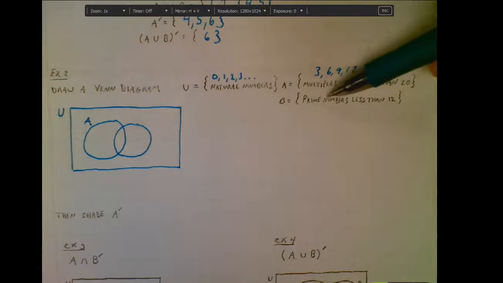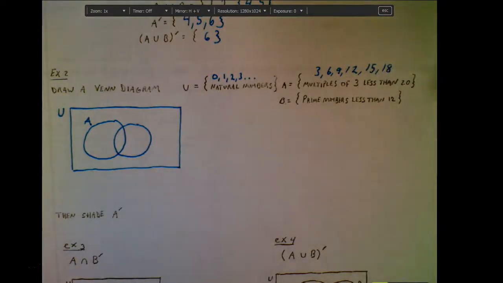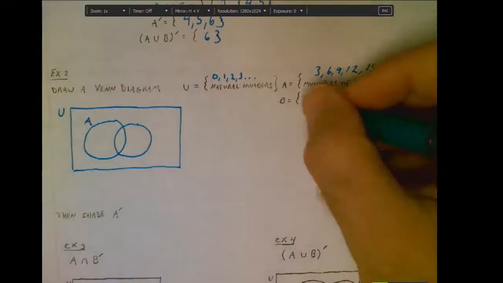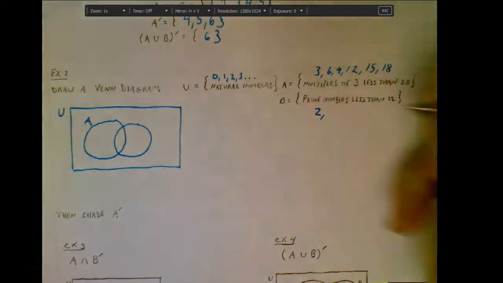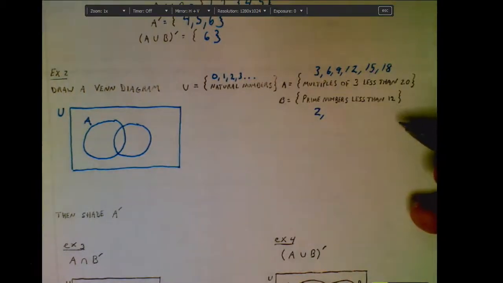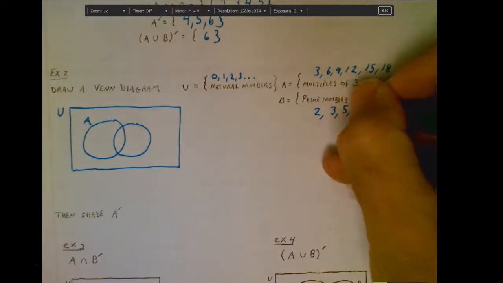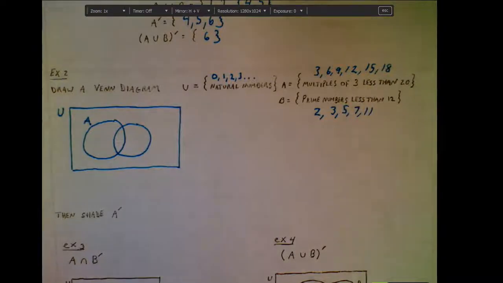Set B is prime numbers less than 12. Keep in mind, 1 is not a prime number. 2 is the first prime number. So if I was going to list prime numbers less than 12, it would start with a 2. And then I would have values like 3, 5, 7, and 11. Those are the prime numbers less than 12. So those are the values for sets A and B.